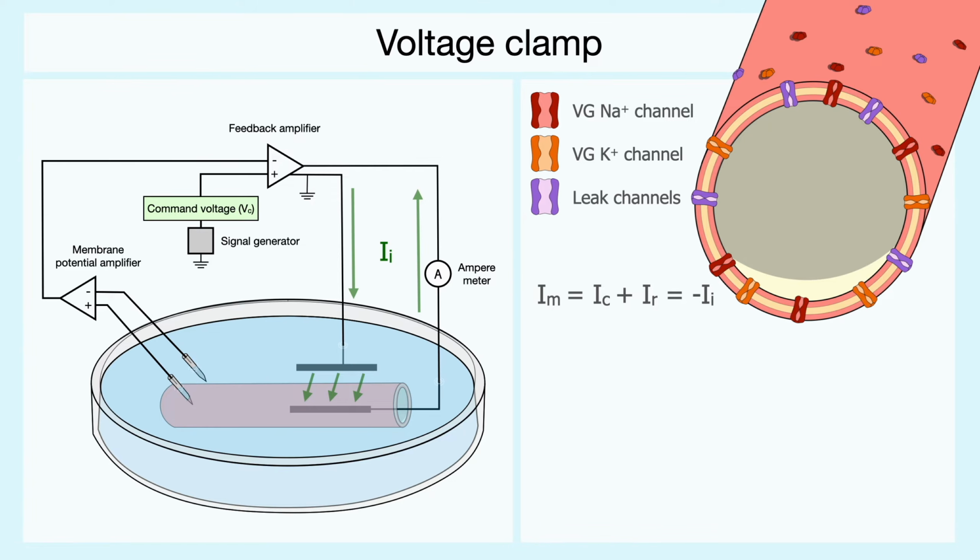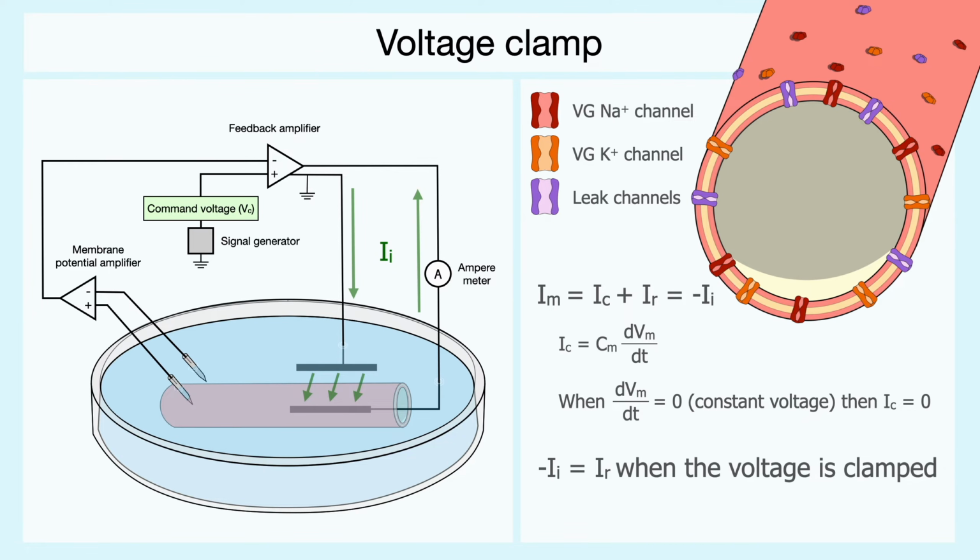One positive aspect of the voltage clamp technique is that it essentially removes the capacitive current. Indeed, as we've defined it, the capacitive current is equal to the capacitance of the membrane times the rate of change of the membrane potential with respect to time. But if we hold the membrane potential constant at a value equal to the command voltage, then the capacitive current equals zero. Thus, when the voltage is "clamped," the injected current directly equals the resistive current from the three types of channels at the membrane.